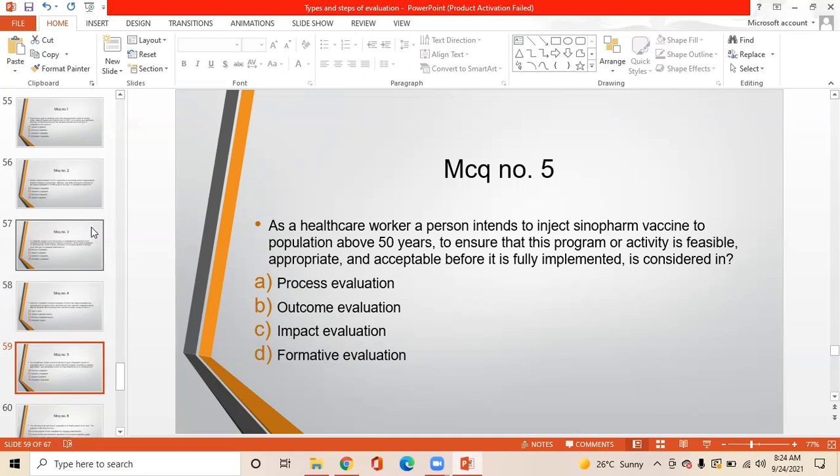Formative. Yes, D is the right answer. Formative evaluation is required whenever we need to check that an activity is feasible, appropriate, or acceptable.